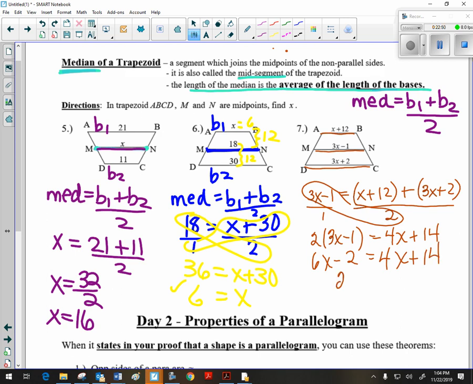Minus the 4x from both sides, add the 2 to both sides, and I end up getting an x value of 8. I have seen this question where they ask you to go back and substitute in here and find the length of AB or the length of DC or something, but in this case the directions were just telling us to find x. And remember, this rule only works when your median is connecting the midpoint of one leg to the midpoint of the other.